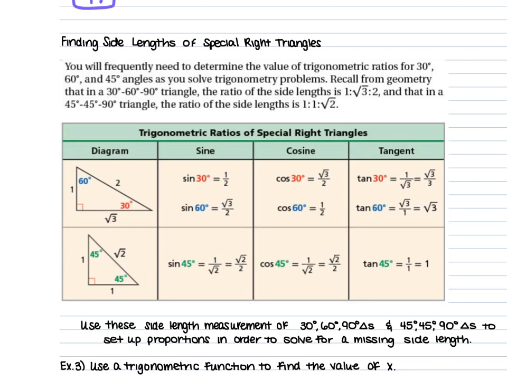For 30, 60, 90 triangles, your side length opposite of your 30 degrees is always going to be 1. Your smallest side length is 1. Your hypotenuse is always 2. Your middle side length is always the square root of 3. For your 45, 45, 90 triangles, your two side lengths that are the same are both 1s, and then your hypotenuse is the square root of 2.